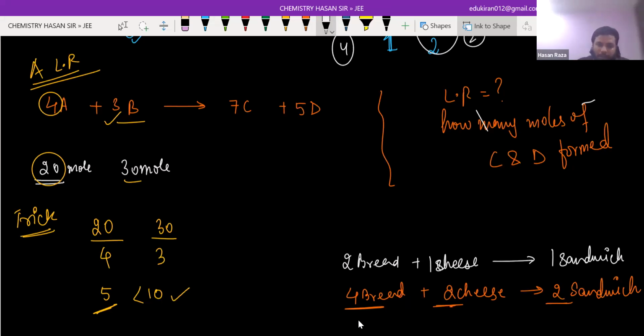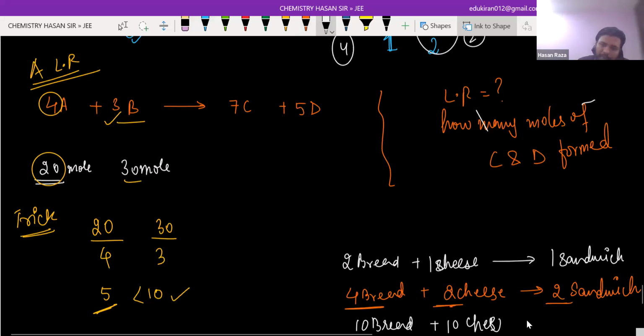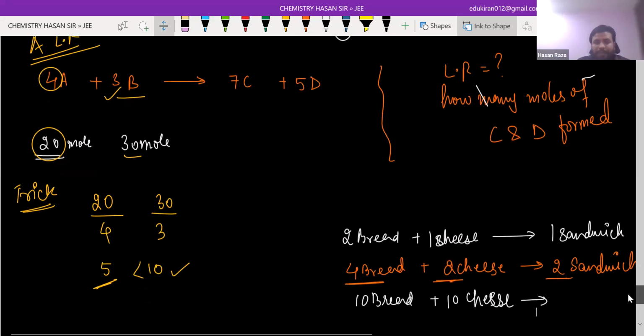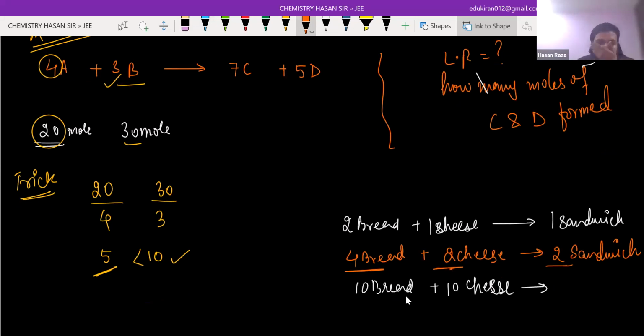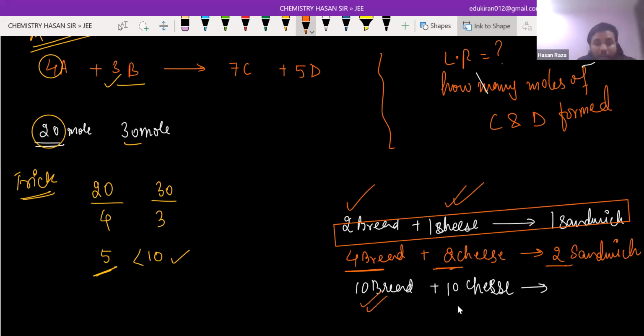But what if you have 10 bread plus 10 cheese? The question is how many sandwiches will form? How many sandwiches are you going to prepare? So you can see from the balanced equation, two bread require one cheese. So 10 bread require only five cheese. Yes or no? But we have 10 cheese, which is in excess.